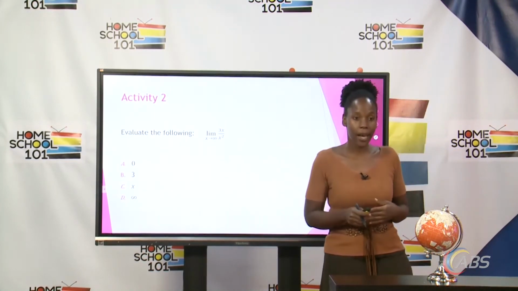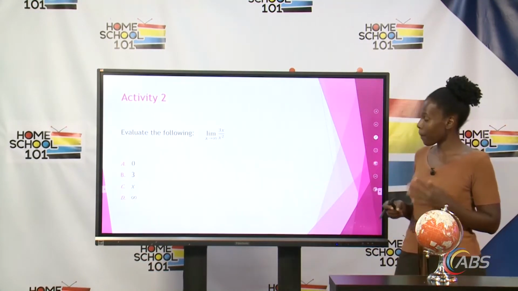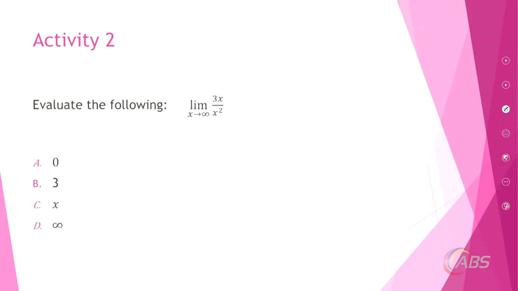So I have the second activity for you to attempt, applying your knowledge of what we just went through. We have the limit of 3x divided by x squared as x tends to infinity, and you will complete this question.